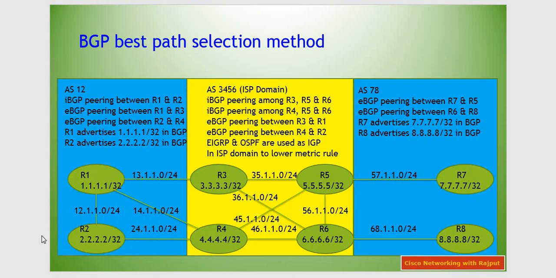So this is the network design we have. We have router 1 and router 2 working as the mission critical site. Both router 1 and 2 are backing each other, and routers 3, 4, 5 and 6 are representing the ISP domain. Router 7 and 8 are working as remote sites.